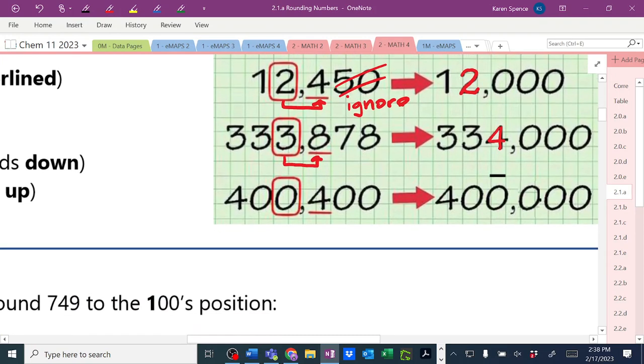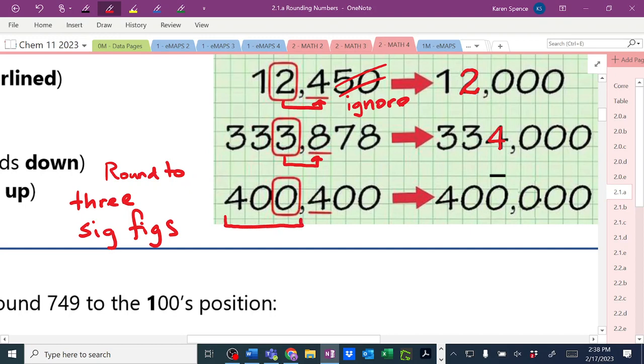Now, let's say we have 400,400. And what if I said round to 3 sig figs? Okay. What that means is that I want 3 sig figs. Yes? So I look at the number to the right, and it's a 4, so I keep the 0 as a 0. But if I just had 400,000, that would be a problem, yes, because I wanted to round it to 3 sig figs.